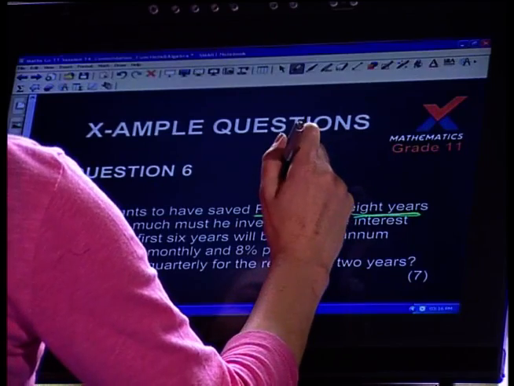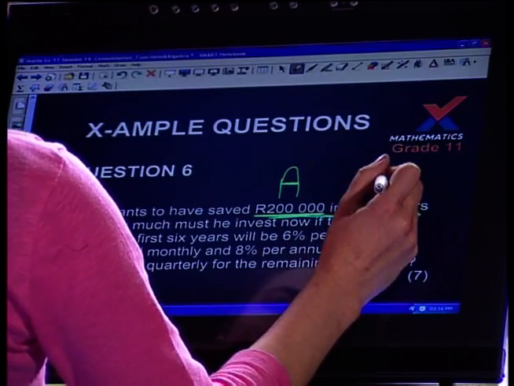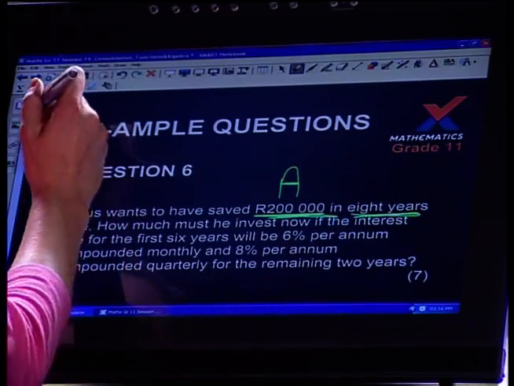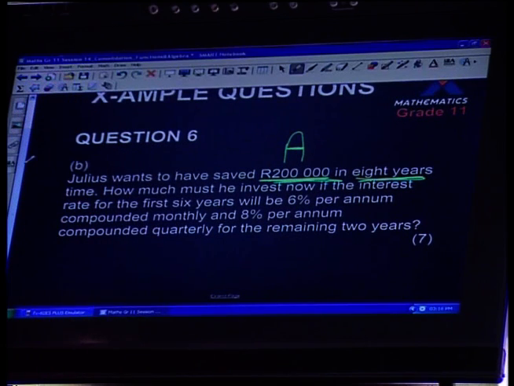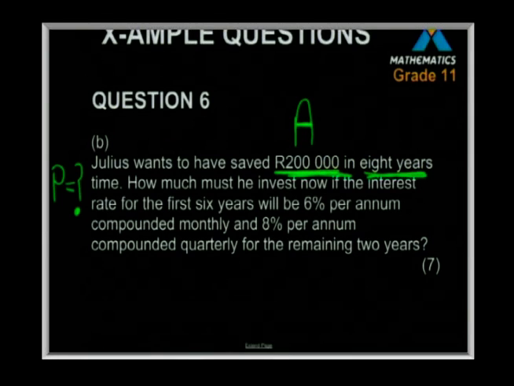Guys, remember to think of the financial maths as a little story. He's going to start saving now, and at the end of our story, in 8 years' time, he wants 200,000 Rand. So the 200,000 Rand is actually your end amount. And this is all happening over a period of 8 years. Okay. The question to us is, how much must he invest? So they're actually asking us to calculate P, the principal, or the initial amount. How much must he invest?